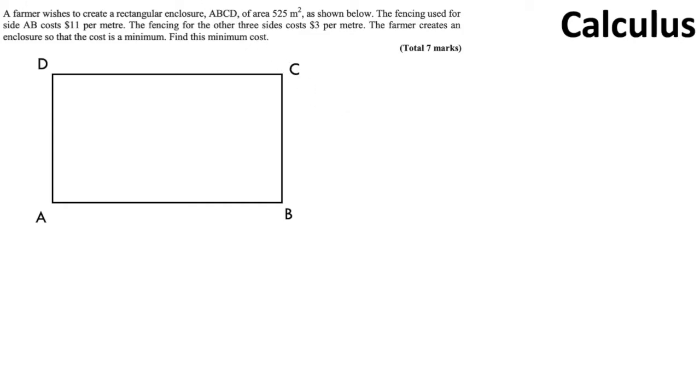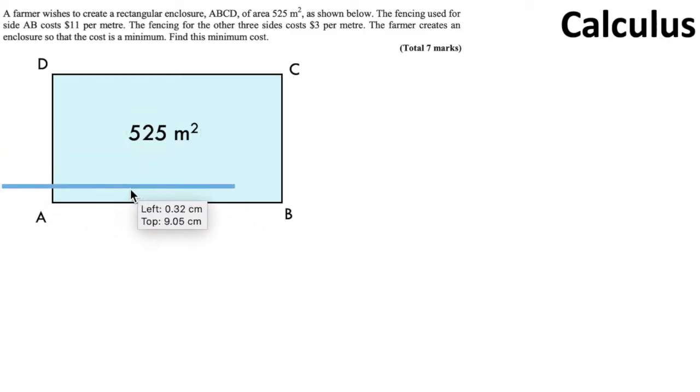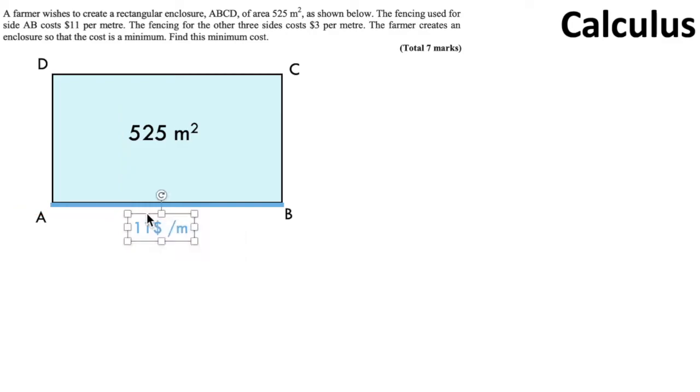Okay, so we can already label that real quick, saying that the area here, so everything in the middle, is 525. Okay, then the fencing used for the side AB costs $11 per meter. So this side right here, AB, we're going to label it like this. So this one is $11 per meter.